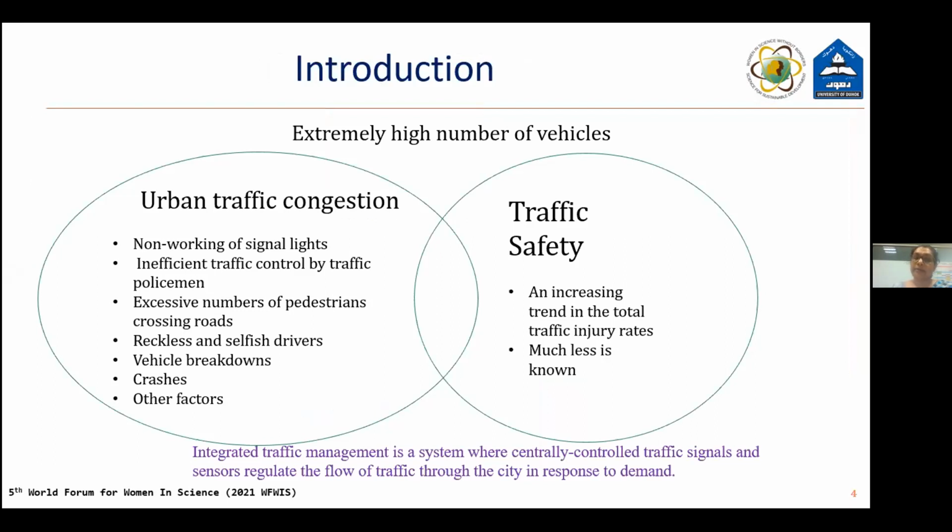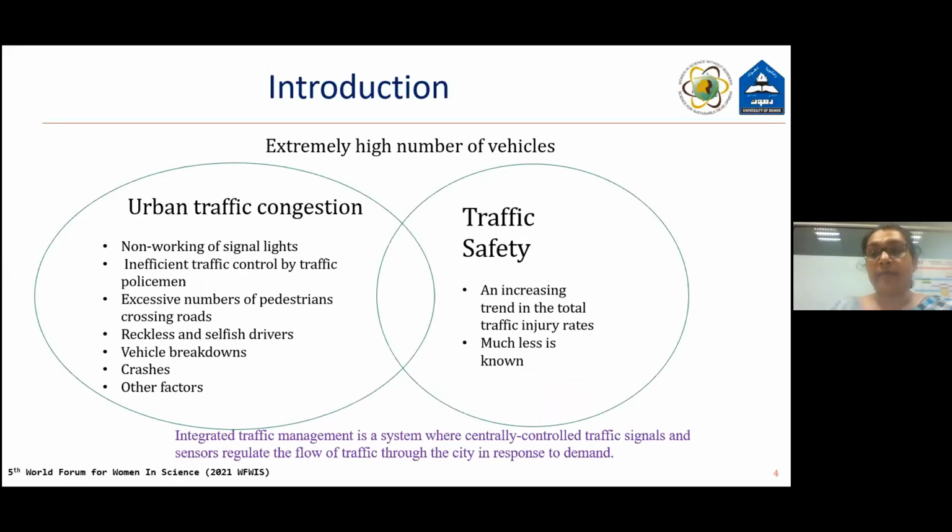The main contributing factor affecting urban traffic congestion is the non-working of signal lights, because we experience a lot of power failures, so most of the time in the peak hours the traffic signals are not working. Then the policemen come onto the roads and try to help the drivers at their level. But the inefficient traffic control by them again makes a problem. The congestion level is increasing.